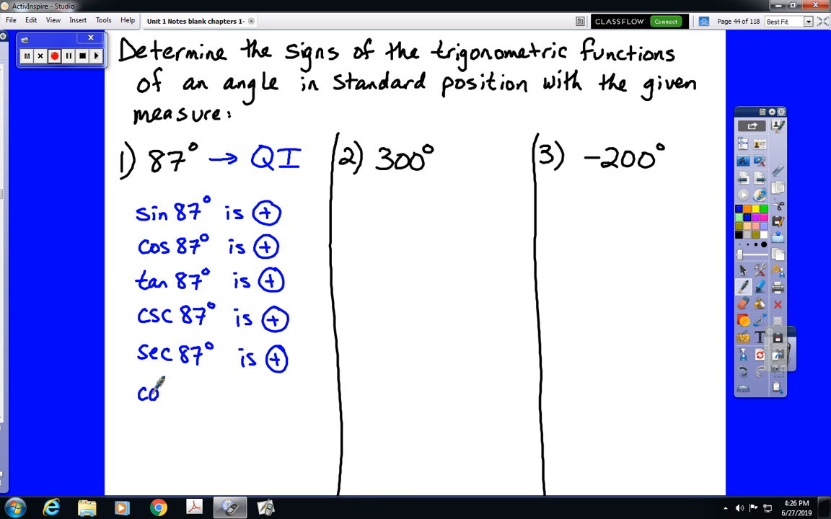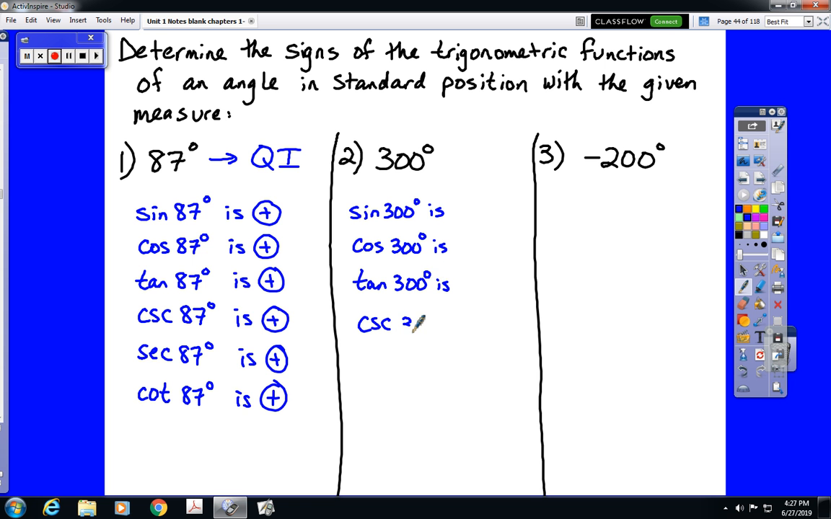And I do want you to write this out like this. I do not want you to give me all 6 are positive. No, write it out. Okay, write out sine of 87 is, cosine of 87 is. I'm already letting you abbreviate positive and negative. So again, what I expect to see is sine of 300 is, cosine of 300 is, tangent of 300 is, cosecant of 300 is, secant of 300 is, and cotangent of 300 is. And then after each would be a positive or negative sign.